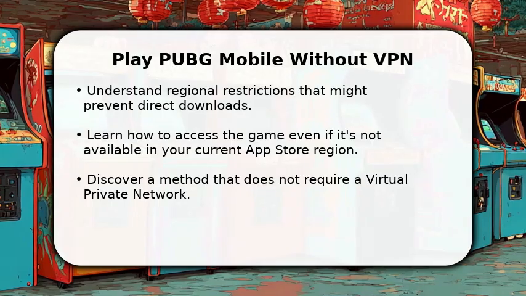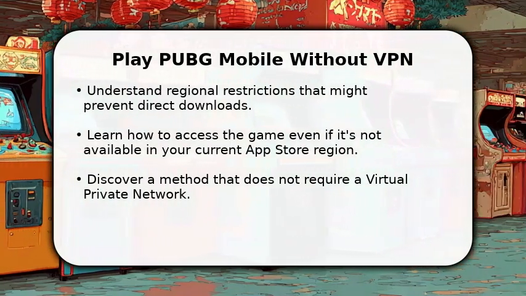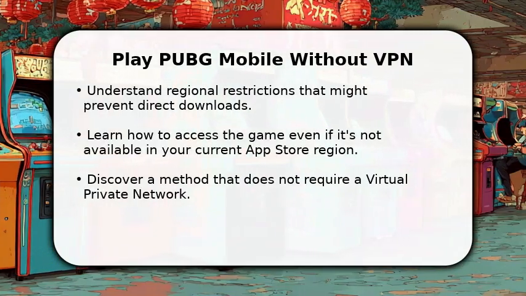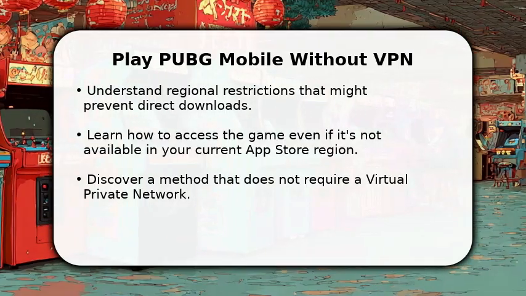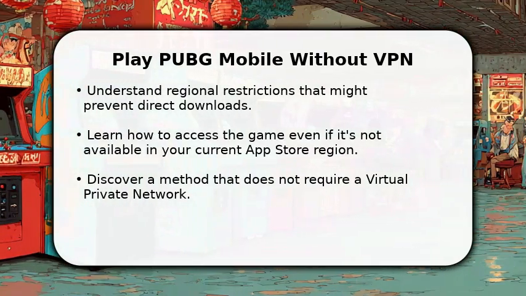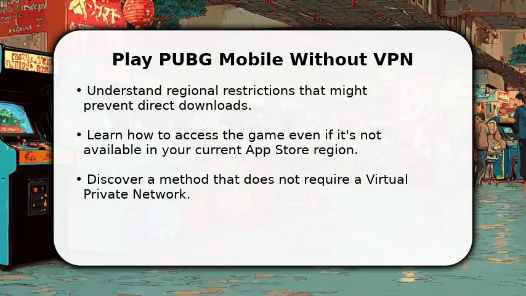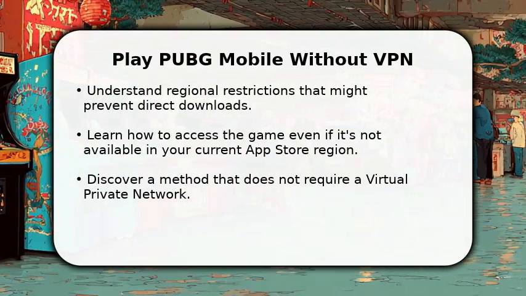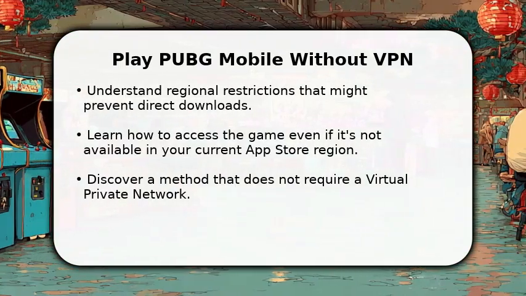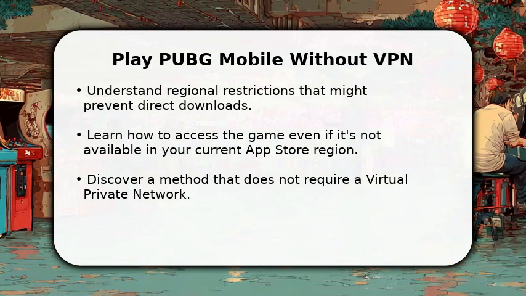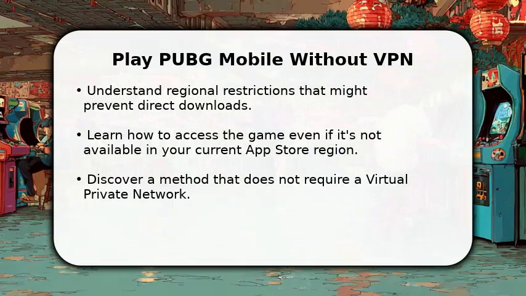In this video, I will explain how to play PUBG Mobile on iPhone without a VPN. First, understand that regional restrictions often prevent direct downloads of the game in certain countries. This method focuses on leveraging your iPhone's built-in capabilities to bypass these geographical limitations, ensuring you can enjoy the game seamlessly. We will guide you through a simple, four-step process that avoids the need for any third-party VPN applications, offering a straightforward solution for all players.